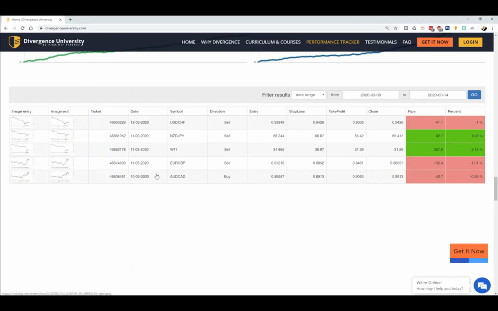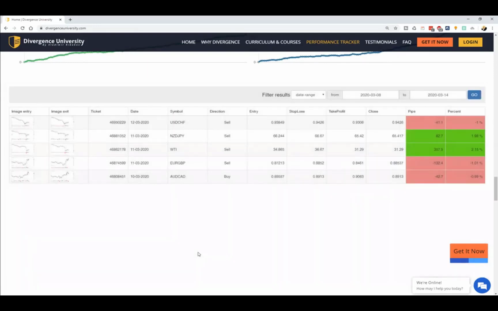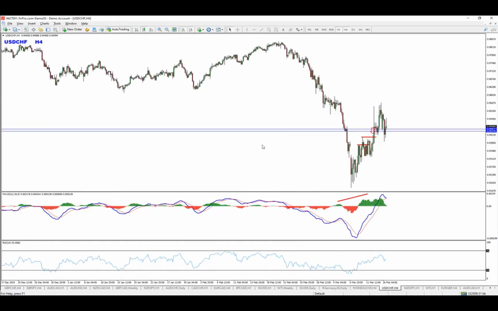Dollar franc is the first one. We were looking to sell here and this one failed pretty much immediately, right? It pushed up on the very next candle, kicking this trade in stop loss. Now if we go back to check out the live chart, I would like to show you where and how it all started.